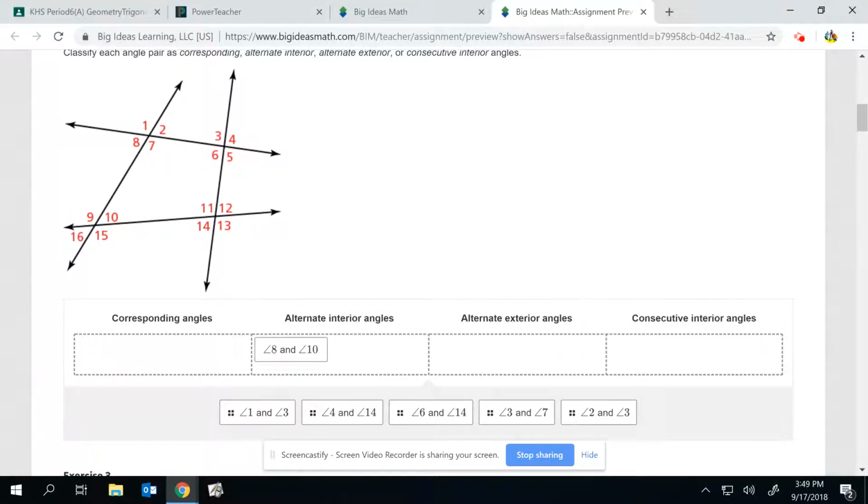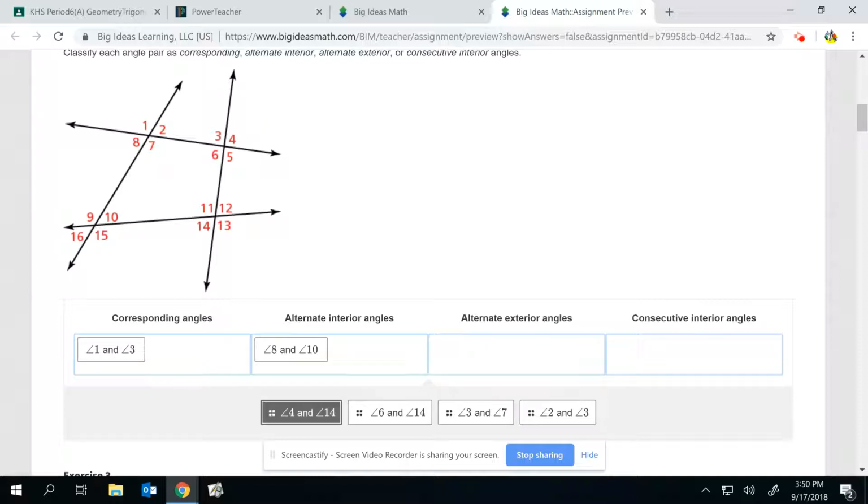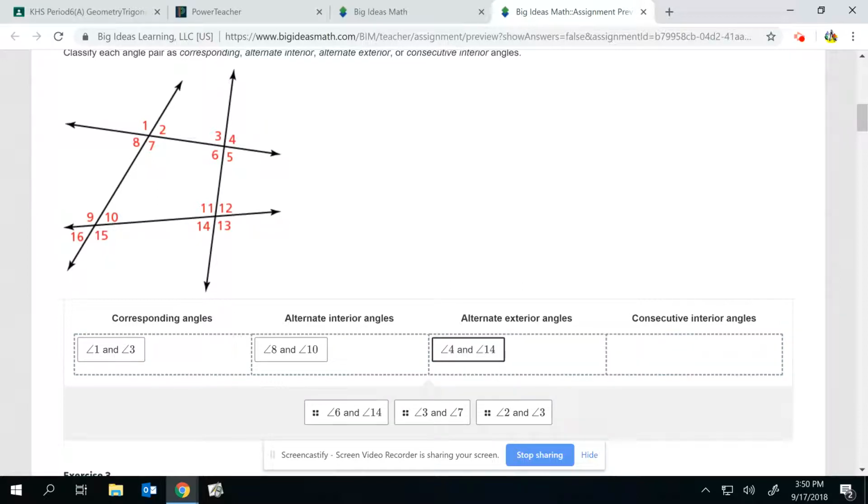1 and 3, they're both in the upper left corner of their group. So they're corresponding. Upper left corner corresponding. Let's see, 4 and 14. They're alternating on the sides of that line right there. One's on the right of it, one's on the left of it. They're outside of this line and this line. So they're alternating exterior.